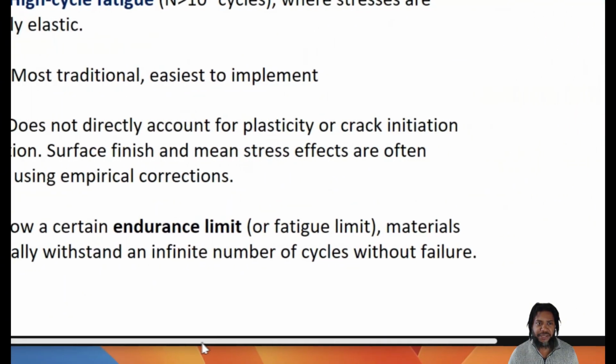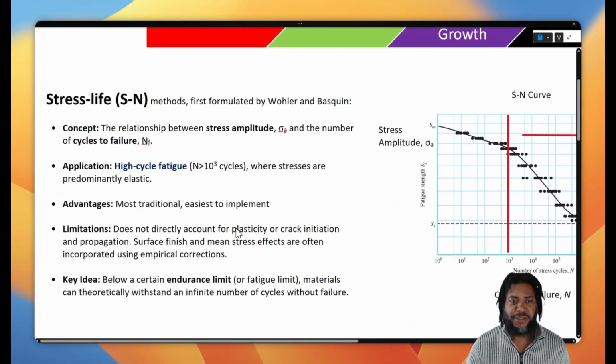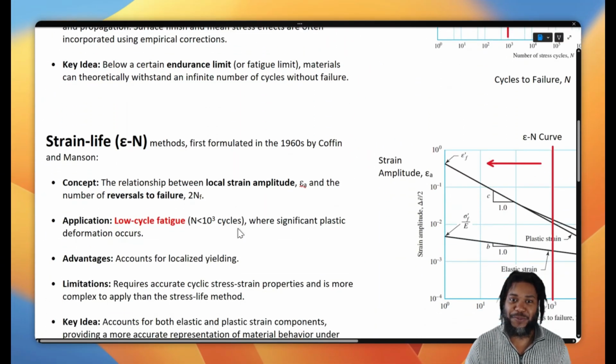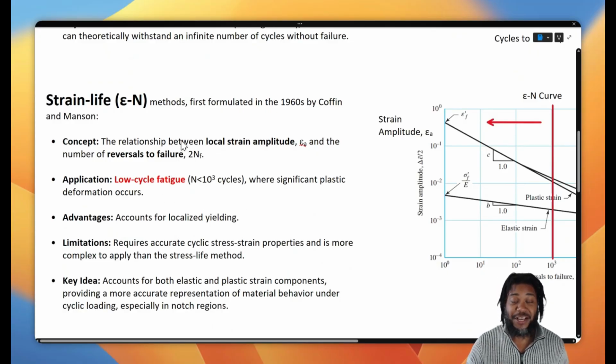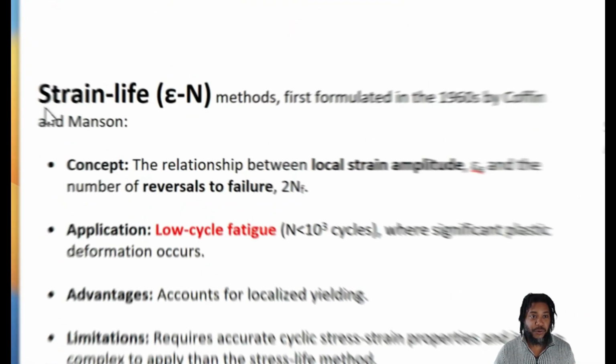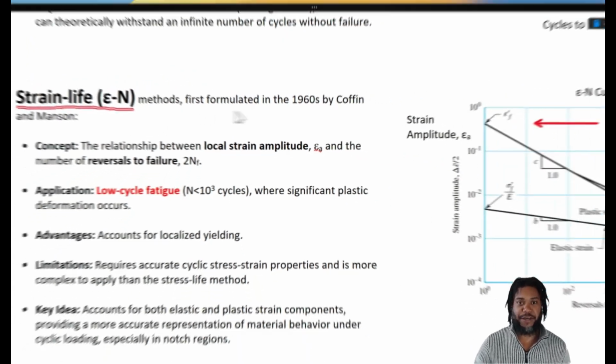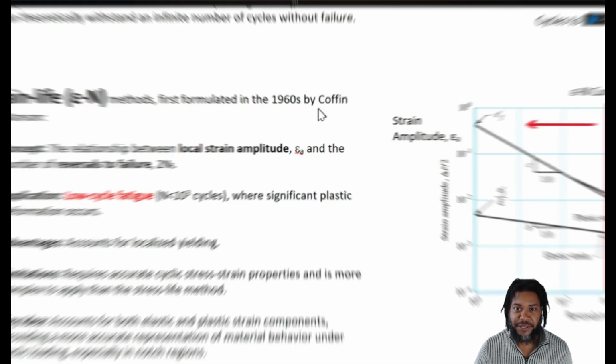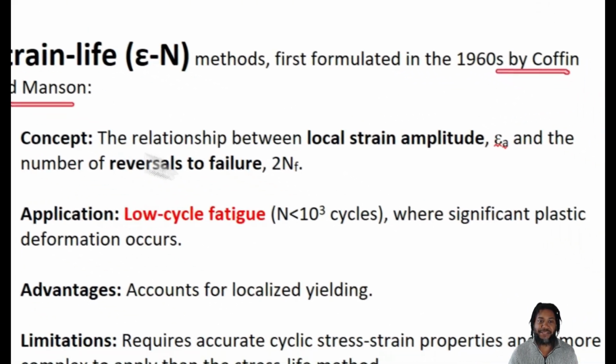Now, beyond the stress life approach, a bunch of people in the 1950s and 60s recognized that we need to be able to deal with plastic deformation and the local plastic deformation when we're near the yield strength or we're above the yield strength. How do we deal with that? How do we predict the cycles to failure? And so the strain life approach was developed in the 1960s by Coffin and Manson.